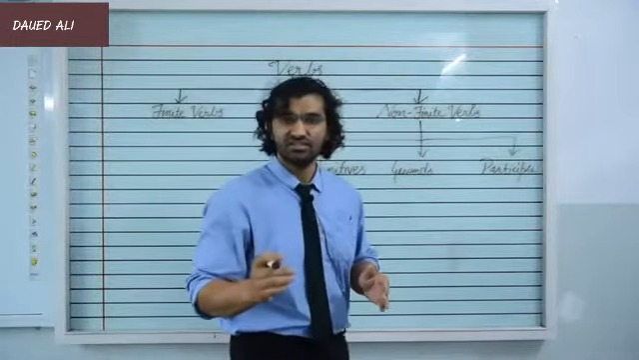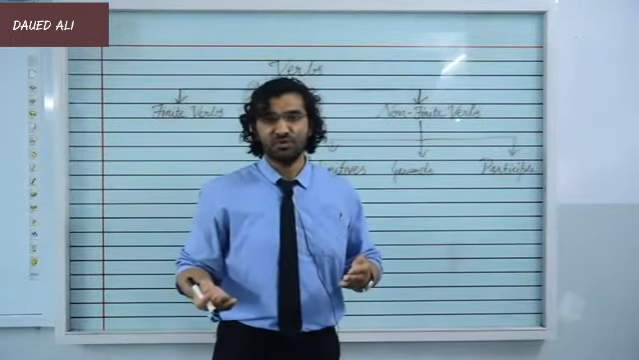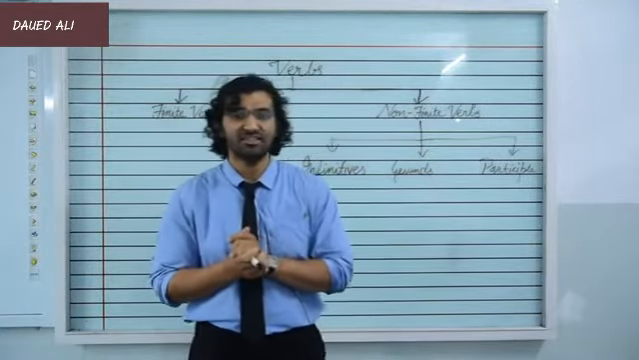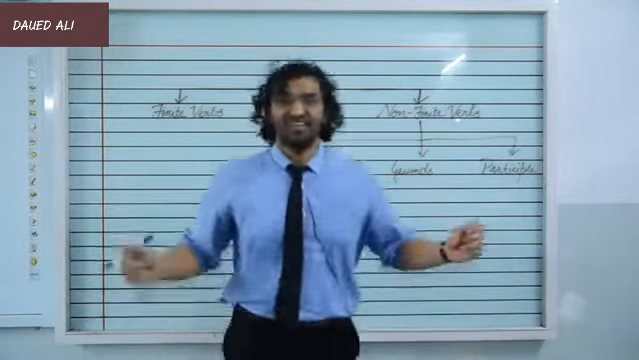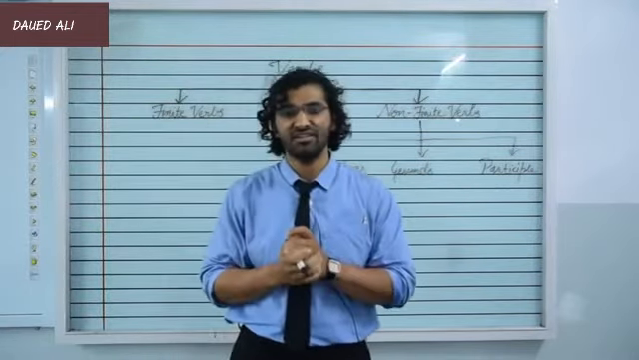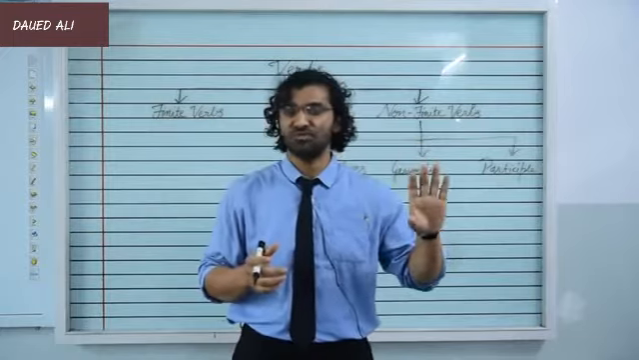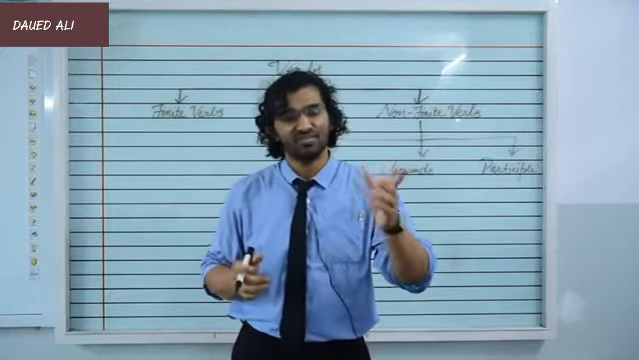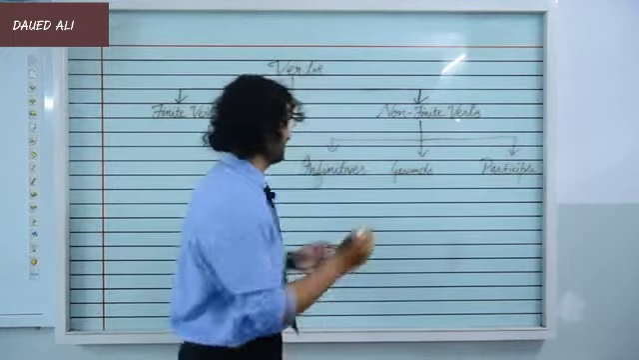What are gerunds? ing forms of verb used as a noun. For example, skipping is a beneficial exercise. Painting is a good hobby. So when ing forms of verbs are used as a noun, they are known as gerunds.